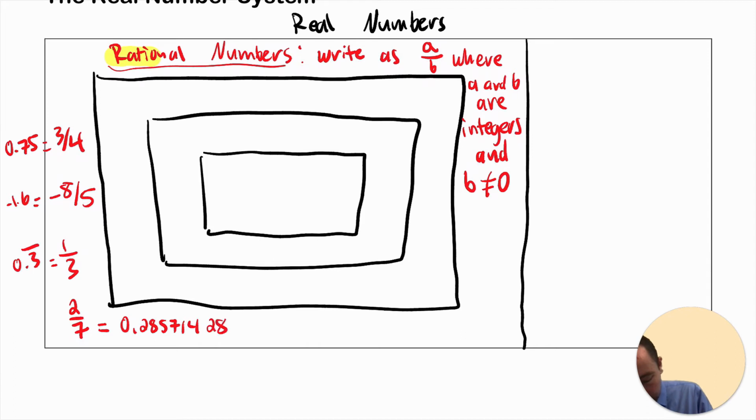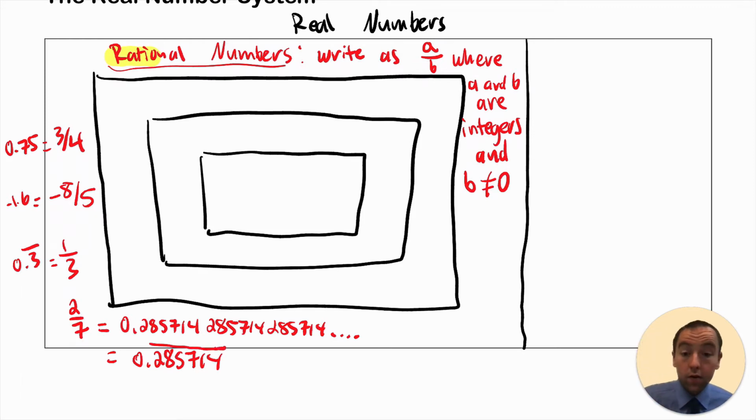285714, 285714, 285714. And well, what you'll notice there is there's those 6 digits, 285714, that keep repeating themselves. So we could actually just write this a little bit more abbreviated and say that it's like that, and put the bar over all 6 of those digits there.